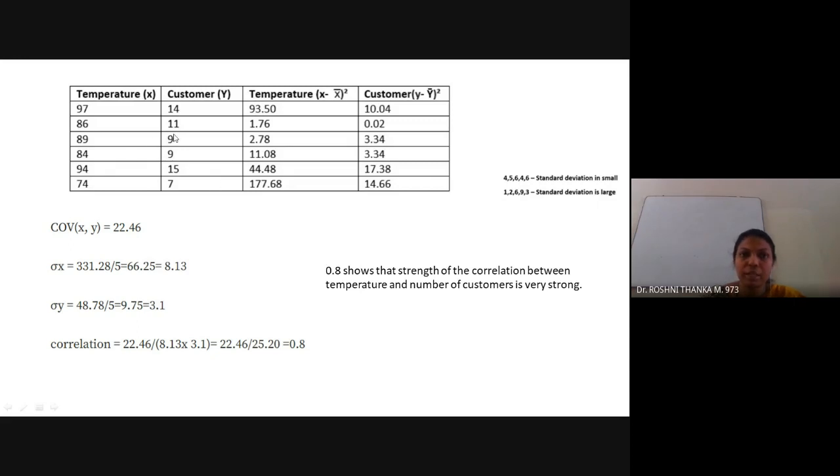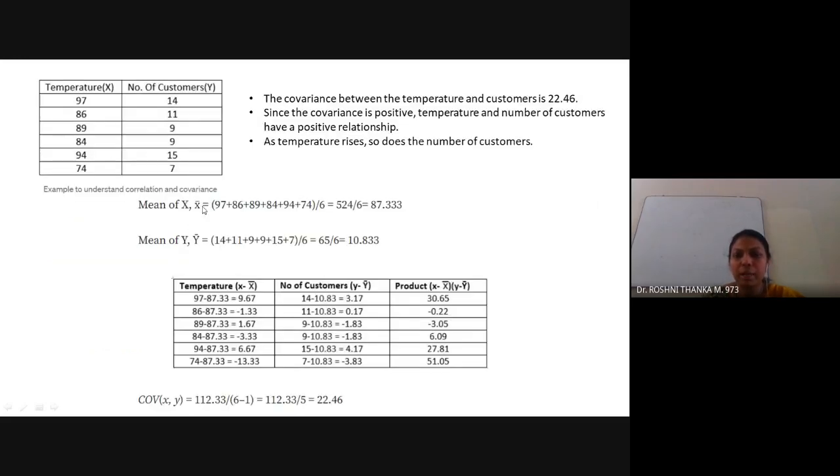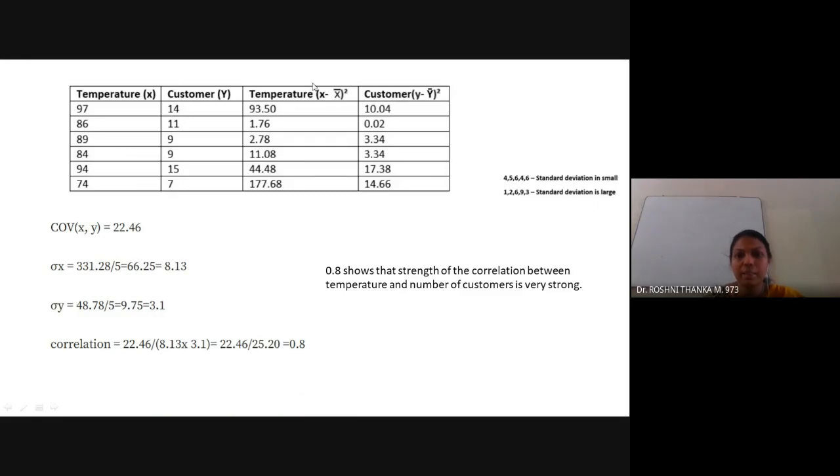First, similarly, we have to find x minus x bar. We have the x value, the mean value we already found, and when we find x minus x bar the whole square, you will get the value. If you remember, we found the x bar value already, and the x minus x bar value also. We find the square of it, then find the sum of all these values divided by n minus 1, that is 5. That is what we have considered here. When we divide, you will get 8.13, and for the standard deviation of y, we get 3.1.